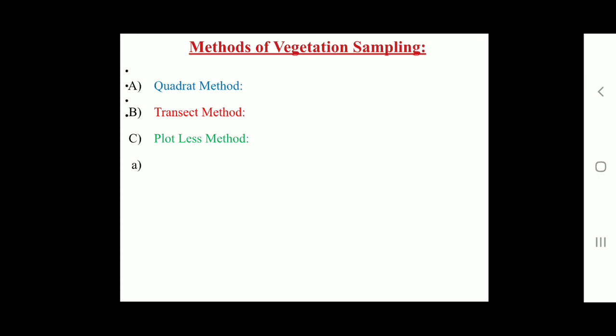These quantitative parameters are frequency, relative frequency, abundance, density, relative density, basal area, dominance, relative dominance, importance value index, species richness, and diversity indices, etc. Then count. It is a simple tally of the number of individuals of a species. Then abundance, it is the number of individuals of different species in the community per unit area and is calculated as follows: abundance is equal to total number of individuals of a species divided by number of quadrats in which they occur.